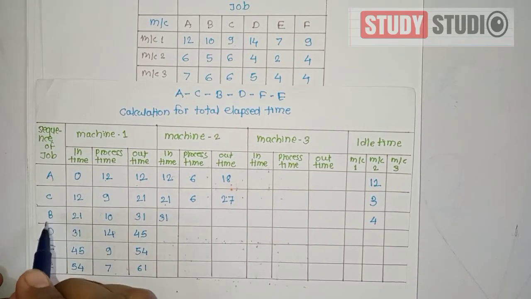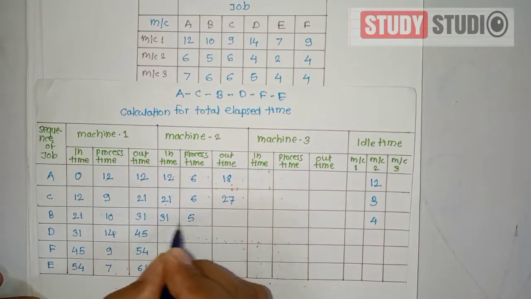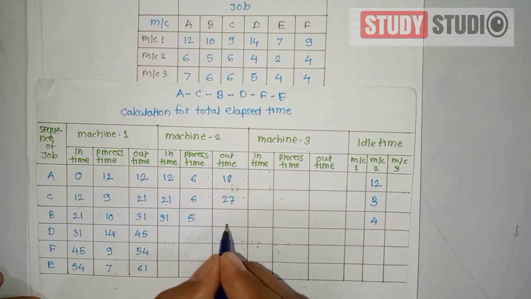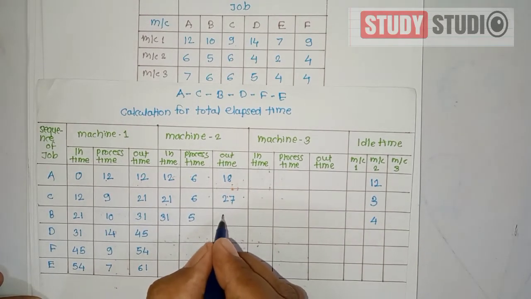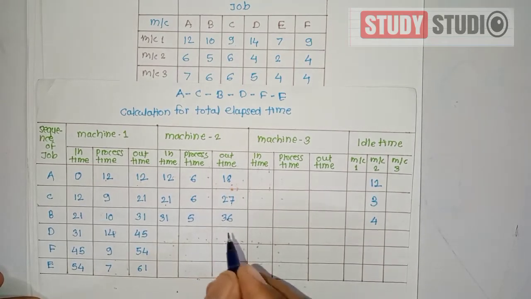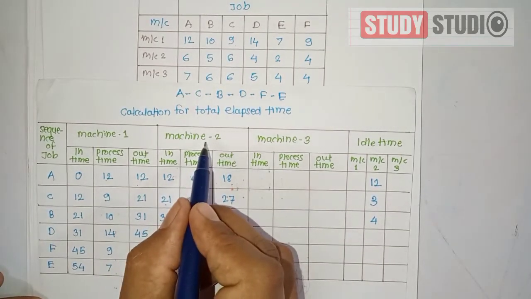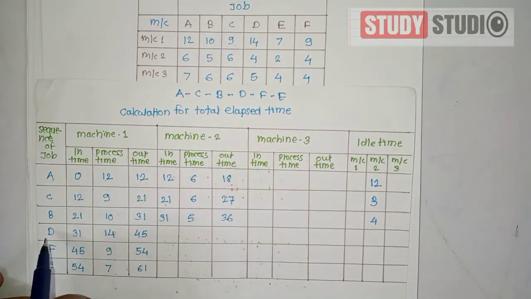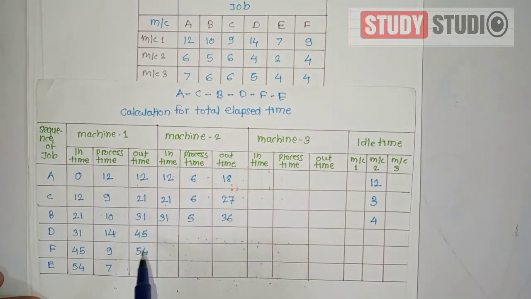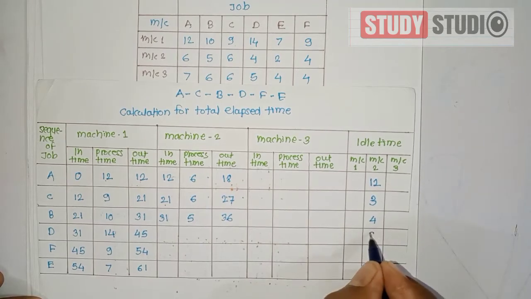Processing time of job B on machine 2 is 5 hours. So 31 plus 5, that is 36 hours. Again 36 is less compared with the 45. That means again machine 2 has to wait till job D comes to machine 2. So the total waiting time, that is idle time, will be 45 minus 36, 9 hours.